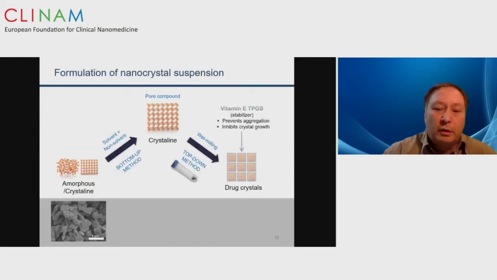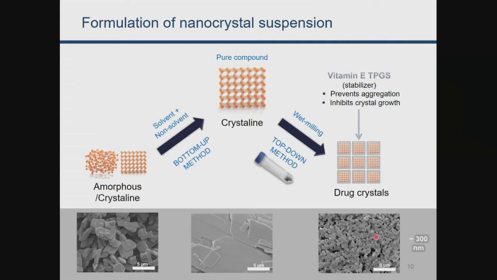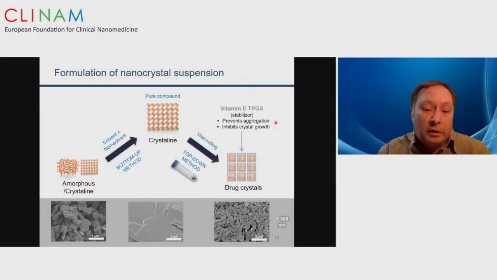So first, producing a stable suspension. We start from the crude amorphous drug, which is first purified and crystallized using the solvent non-solvent precipitation method, which leads to a pure, highly crystalline compound, which is, however, made of very large crystals. So we need to reduce the size in a top-down approach by wet milling. We reduce the size down to 300 nanometer nanocrystals. And in order to prevent aggregation and to inhibit crystal growth, we need to stabilize with a surfactant, and we chose a well-characterized surfactant, vitamin E TPGS, that has a long track record of safety.